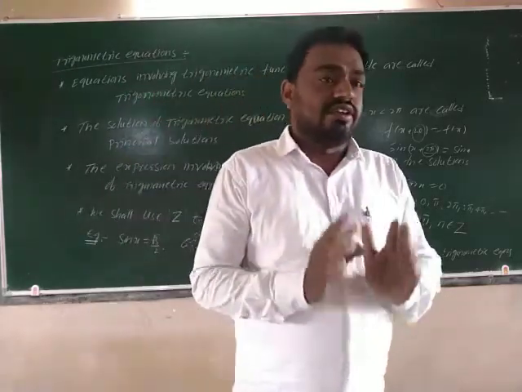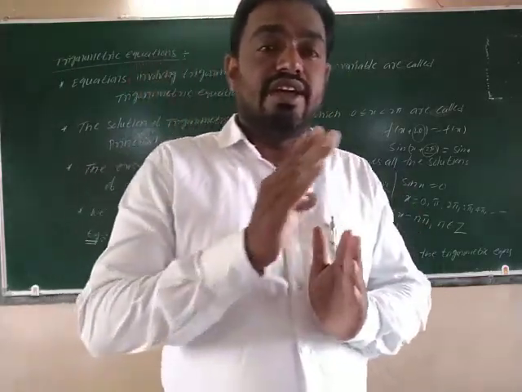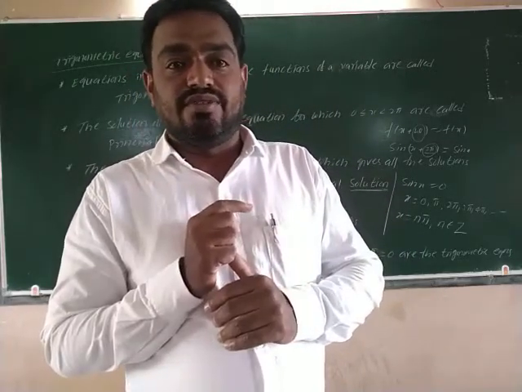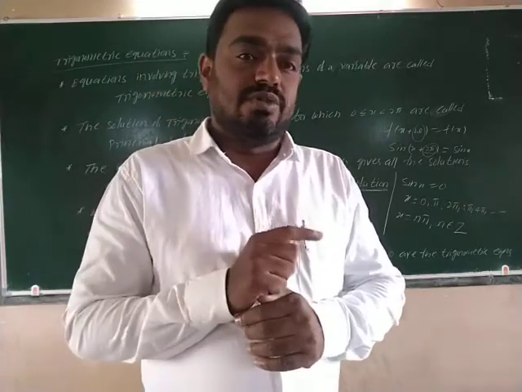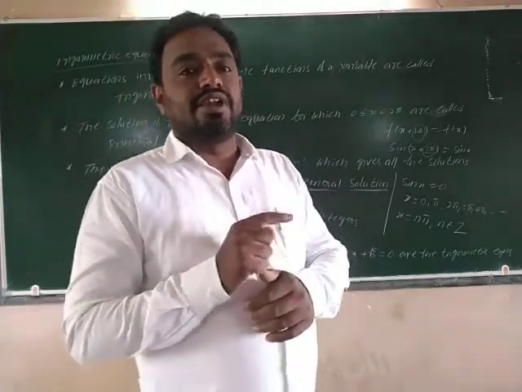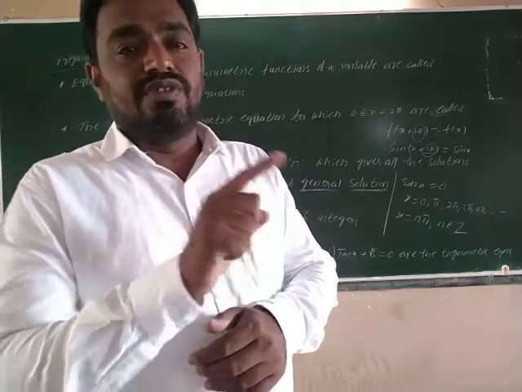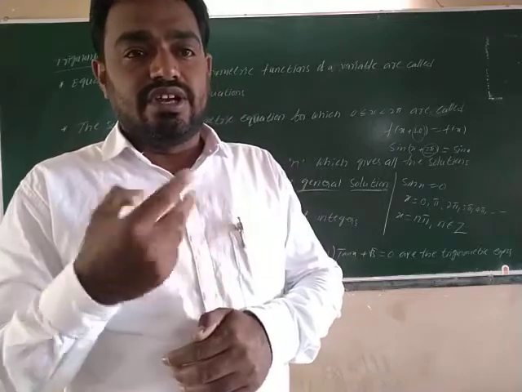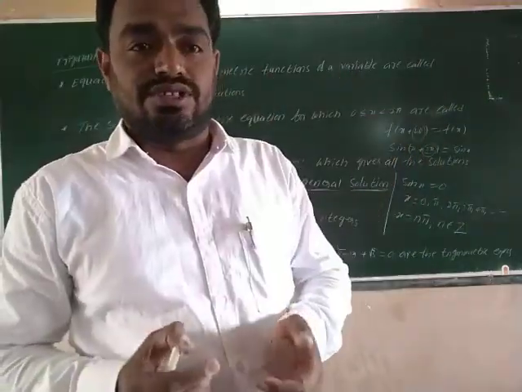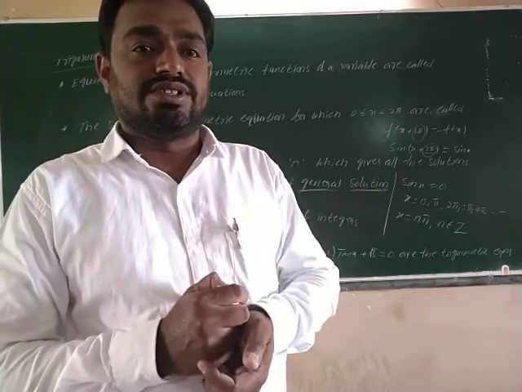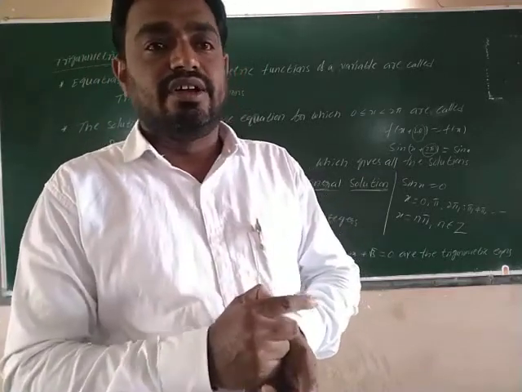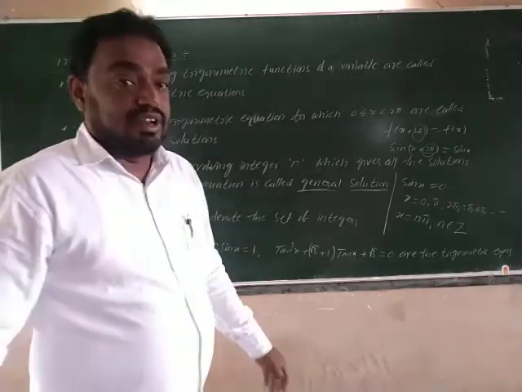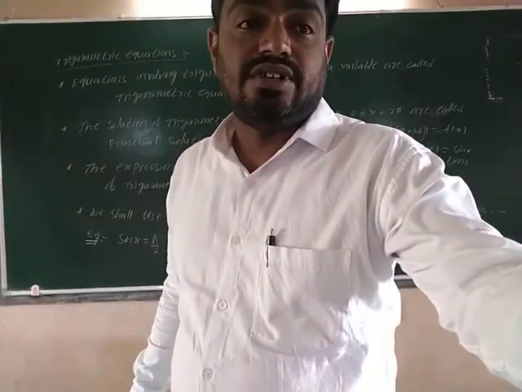Remember, a trigonometric equation means the variable of the equation is a trigonometric function. Right? Principal solution means the solution of the trigonometric equation that lies between 0 and 2 pi, including 0. General solution means the set of all the solutions of a trigonometric equation. Right? So this is the introduction to trigonometric equations.